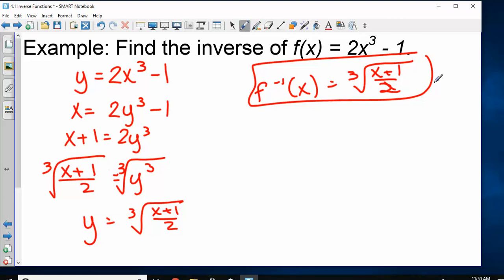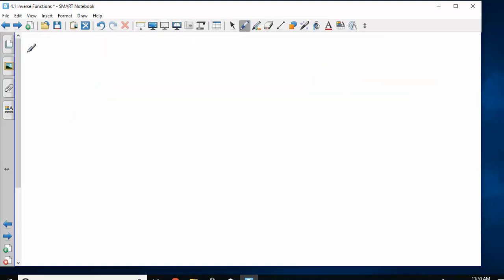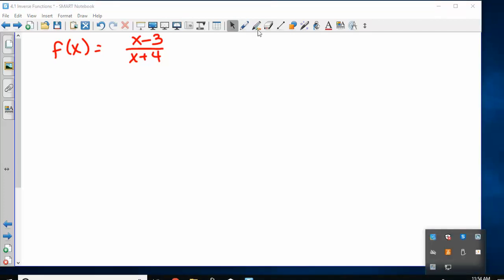We're going to do one more, but I want to change the next problem. I want to give us another fraction. I think we need that more. So let's find the inverse of f of x equals x minus 3 over x plus 4. Do you guys want to try it on your own first? Yeah. Okay, so try to find the inverse. If you get done, do domain and range for the function and the inverse.